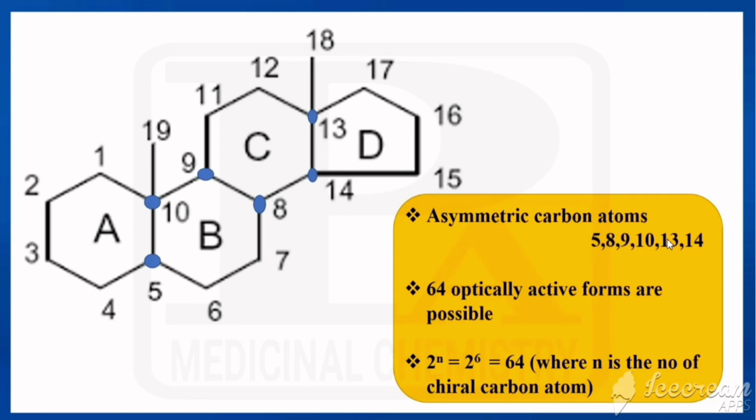So totally how many carbons are there? 6 carbons. What is the formula for that? 2 to the power n, where n is the number of chiral carbons. How many chiral carbons are there? 6. So it would be 2 to the power 6. We are getting 64. So from that structure we are getting 64 optically active forms.